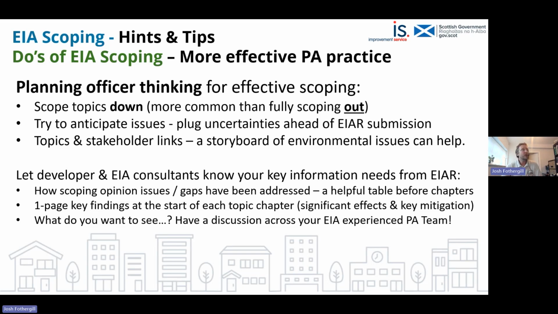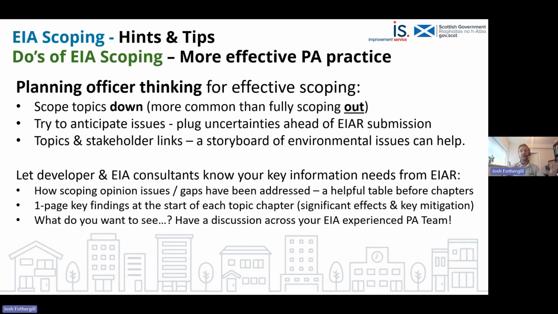In terms of what you should do, for effective scoping, think about scoping topics down. It can be very difficult to fully remove a topic, and if we are doing that, it's still going to need to be explained why it's been removed in the EIA report, with some evidence to justify that. But we can think about how we scope down topics. How can we focus those topics in a little bit more?